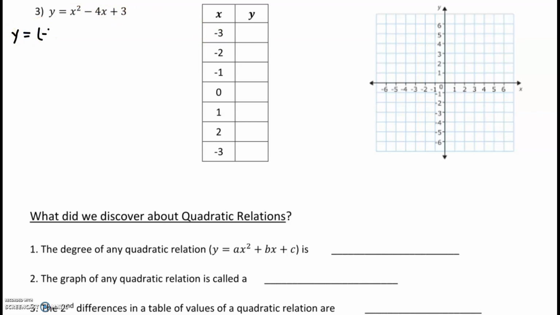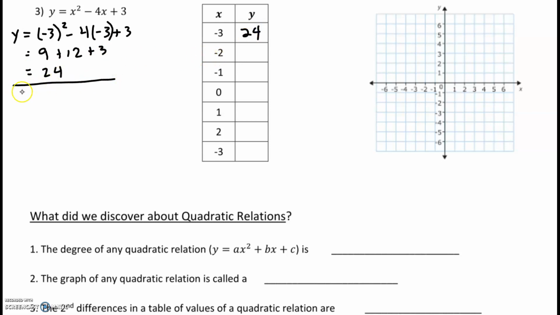y equals negative 3 squared minus 4 times negative 3 plus 3. Okay, using BEDMAS, negative 3 squared would be 9. We have subtract 4. I'm going to think of that as a negative 4. So negative 4 times negative 3 is going to be a positive 12. Plus 3. So 9 plus 12 is 21, plus 3 is 24. That's our y value.